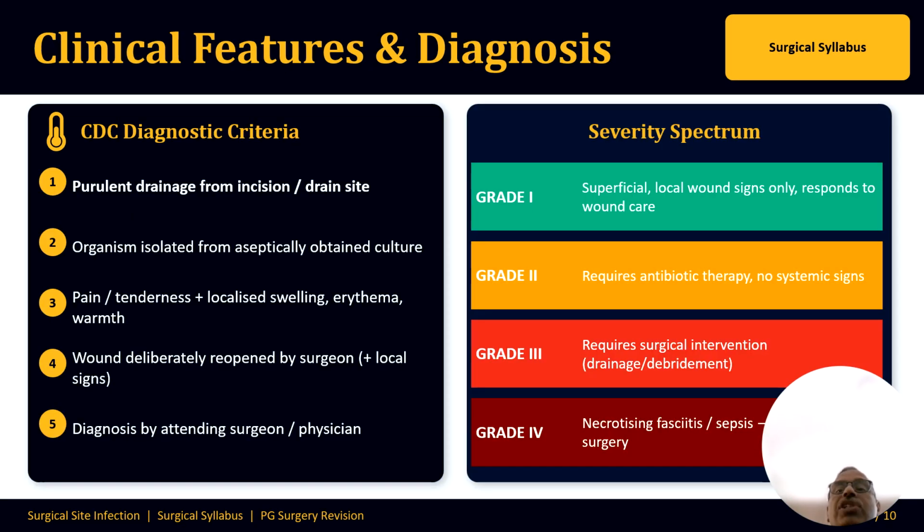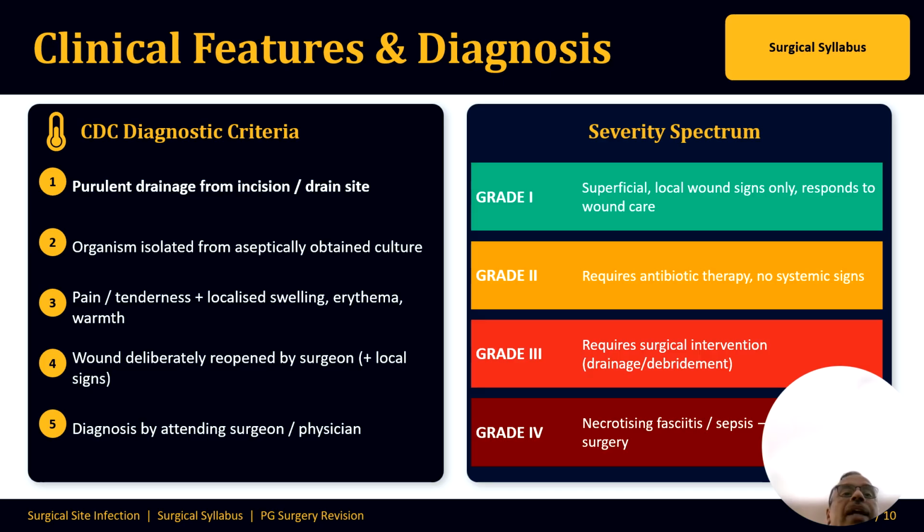What are the clinical features and diagnostic criteria for surgical site infections? The CDC diagnostic criteria state five important criteria for diagnosing a surgical site infection. Number one is purulent discharge from the incision or drain site. The time frame we already know, 30 days without implant and 90 days with implant. Now here, number one criteria is purulent discharge from incision or drain site.